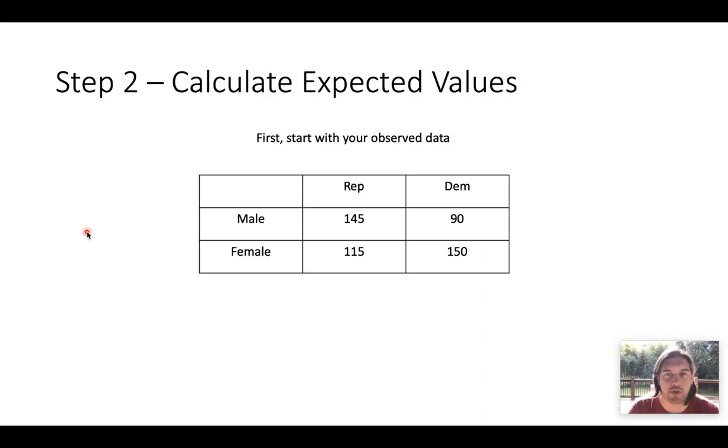So first we want to start with our observed data. And we're going to have to do some calculations sort of up and down and across this little table matrix. So make sure you pay attention to the order in which we do this and where we list each specific number that we've calculated.